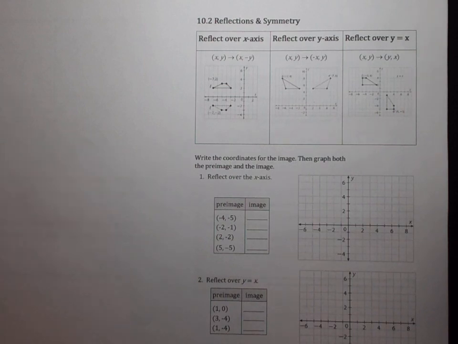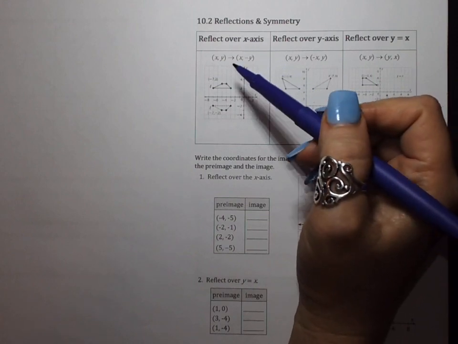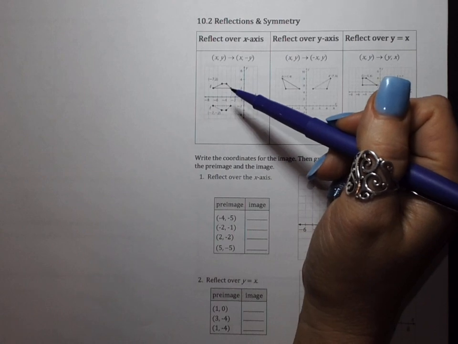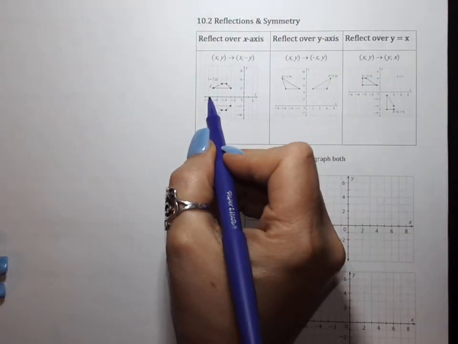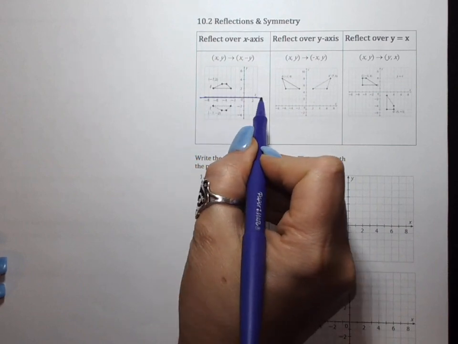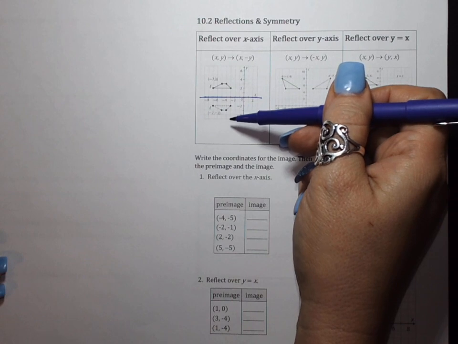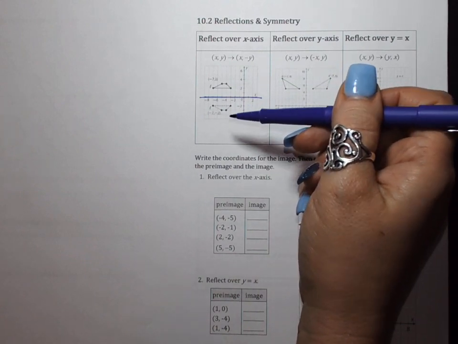Alright guys, so we're going to continue our unit on transformations, and we're going to talk about reflections and symmetry today. So anytime that we're discussing a reflection, we're going to be reflecting our pre-image across some line. So in this example here, we are reflecting across this x-axis. So we've got our pre-image here and then our image.